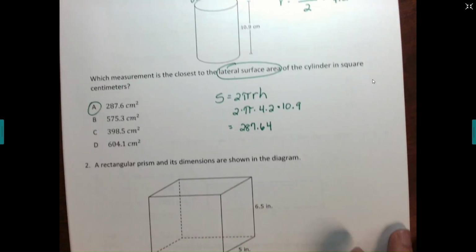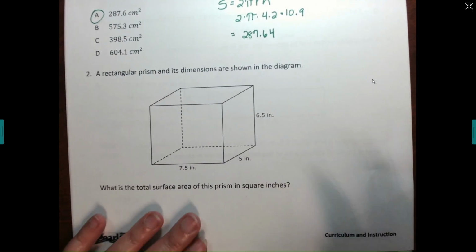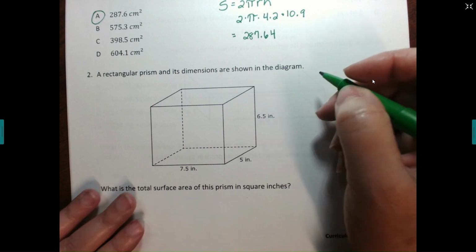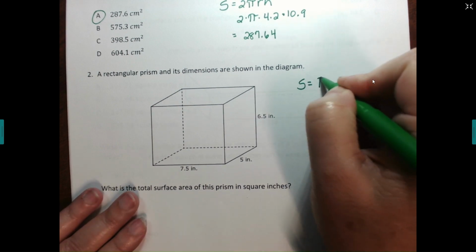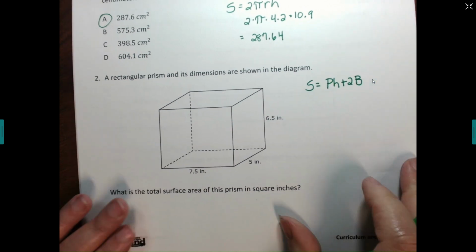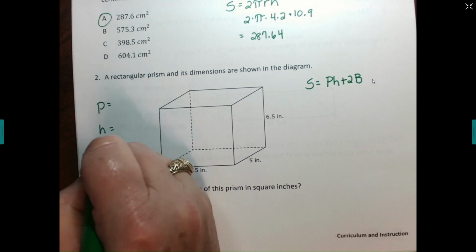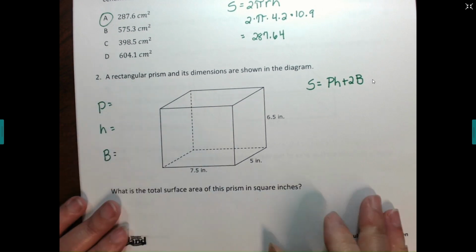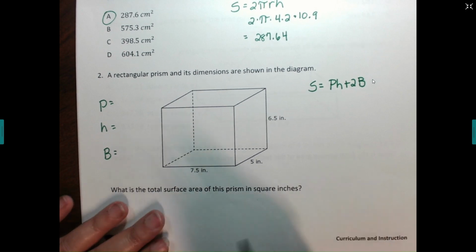All right, number 2. They're asking me for the total surface area of this prism. If I look on my formula chart, my formula says the total surface area of a prism is PH plus 2B. So remember, we talked about going over to the side and writing your P, your H, and your B. Remember, we got to go to the pantry and get all of our ingredients.